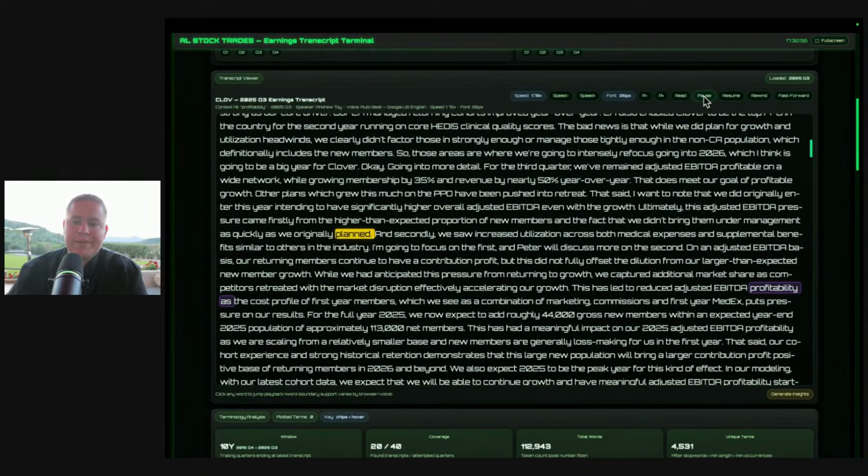So what they're basically saying is that this new growth, they didn't anticipate it being higher than expected in the proportion of new members versus the returning members. So there's two issues here. They grew more than what they anticipated. Now, why did they do that?